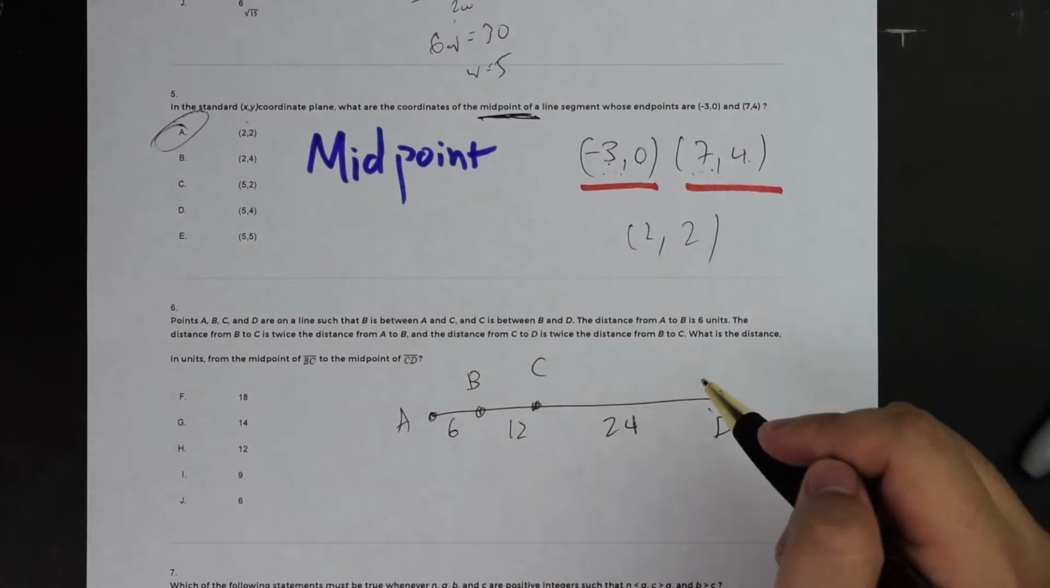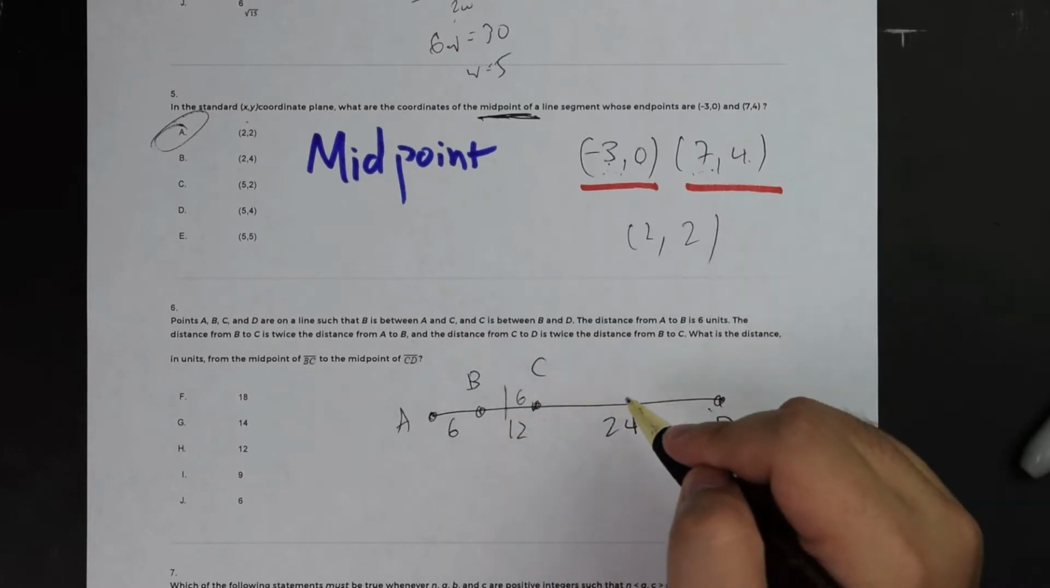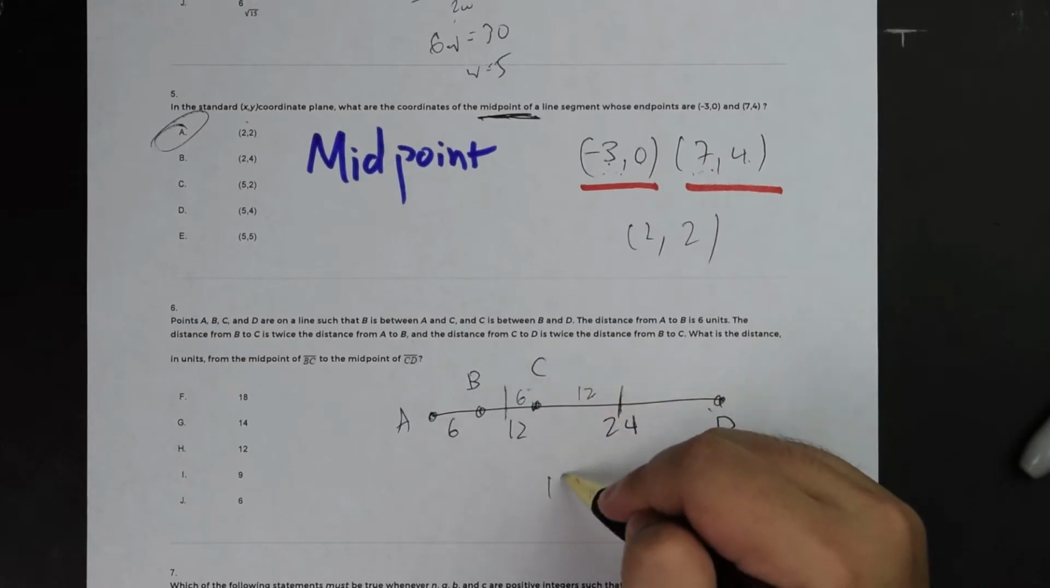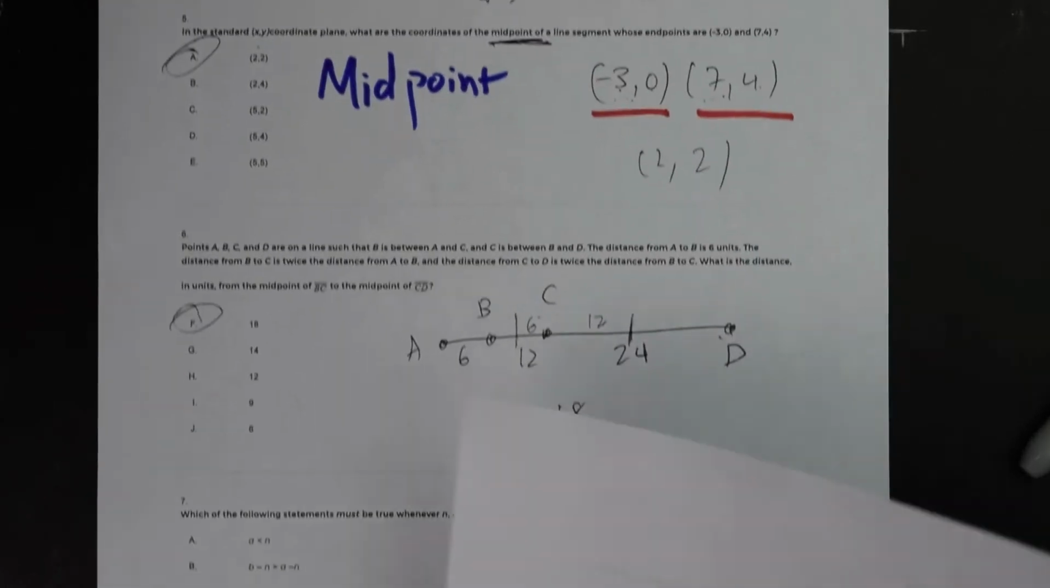What's the distance in units from the midpoint of BC? So BC. Okay, it's the midpoint of BC, 6, to the midpoint of CD. So 12 plus 6, 18. Okay, so for number 6, my final answer for this question is going to be F, 18. And the way that I was able to get to the solution, I'm now going to go ahead and explain to you by sketching this out right here.